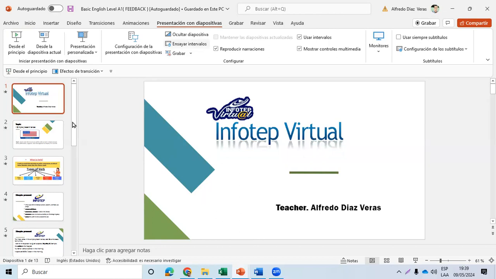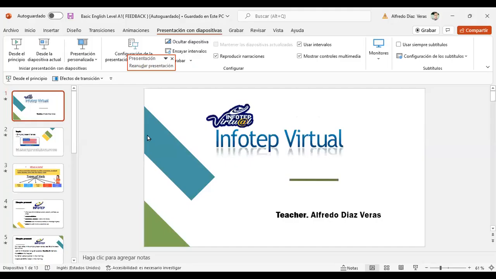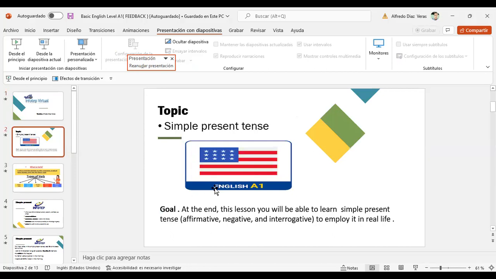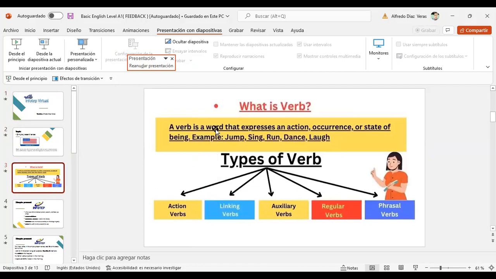So here we have a presentation about simple present. This is a basic class that we need to review in order to go to the simple past tense. Here we have the goal of the class. I'm not going to spend time on this. First of all, what is a verb? A verb is a word that expresses action, occurrence, or state. Examples: jump, sing, run, dance. Those are verbs. In English, we have different verbs. We have action verbs, linking verbs, and auxiliary verbs. We also have regular and irregular verbs and phrasal verbs too.